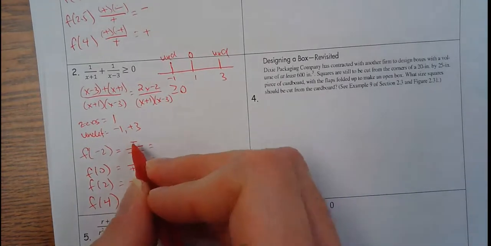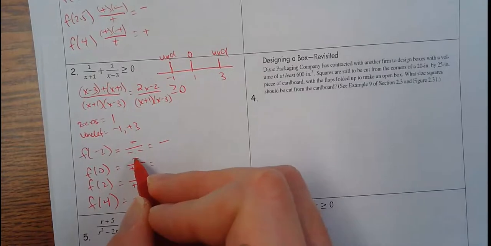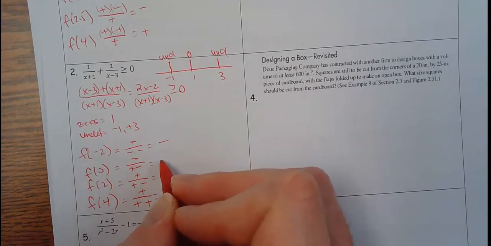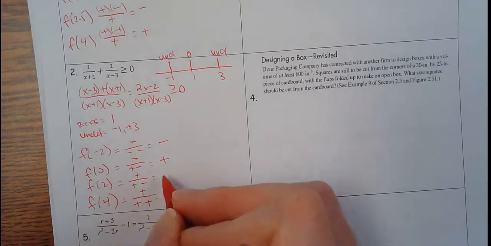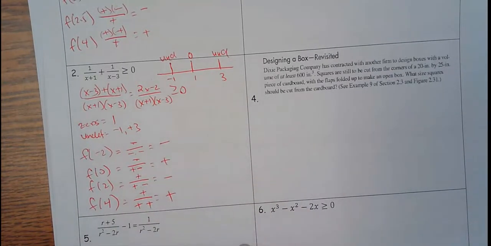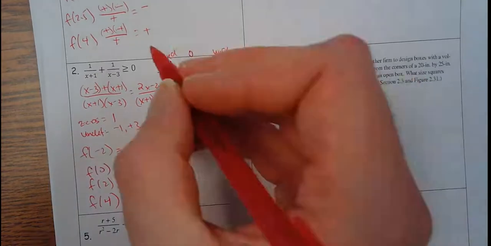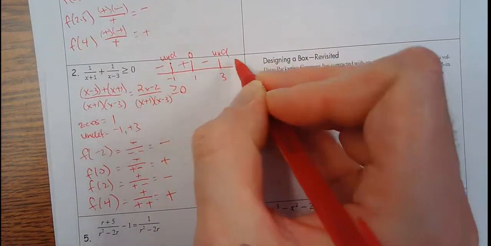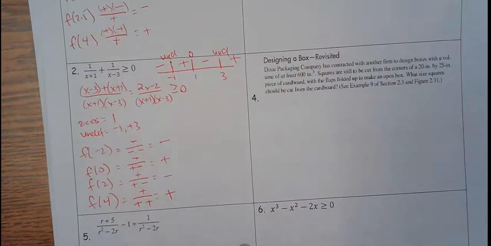Okay, so I got a negative over a positive is negative. Got a negative over a negative, which would be positive. A positive over a negative is negative, and then positives. So it'd be negative, positive, negative, positive. And it's asking, when is the function greater than or equal to 0?